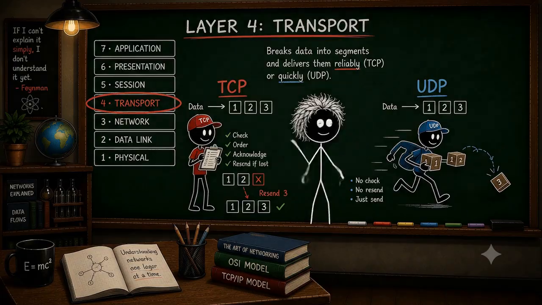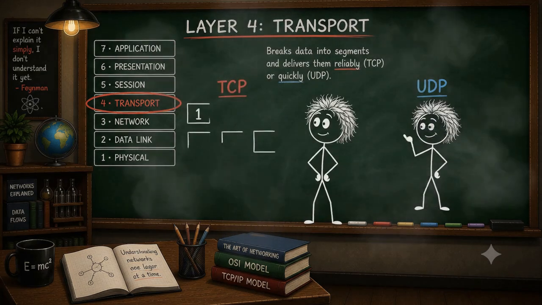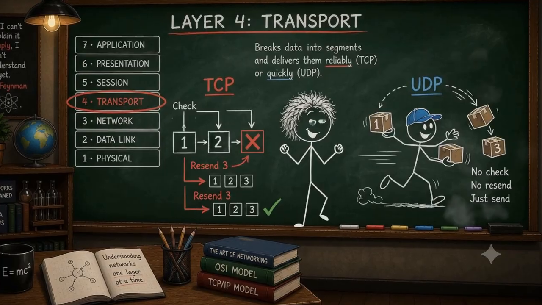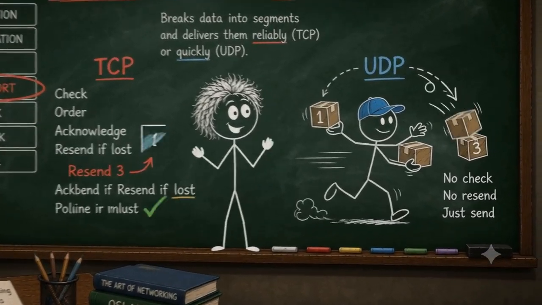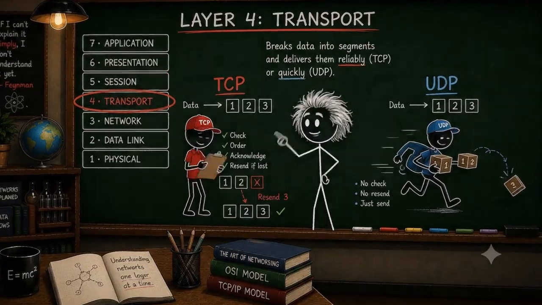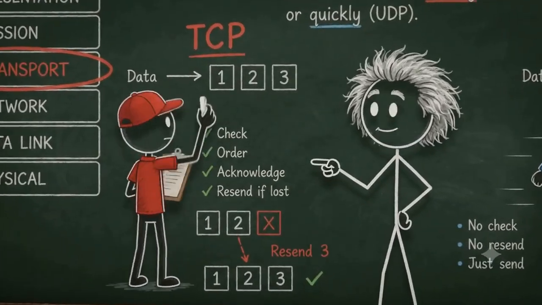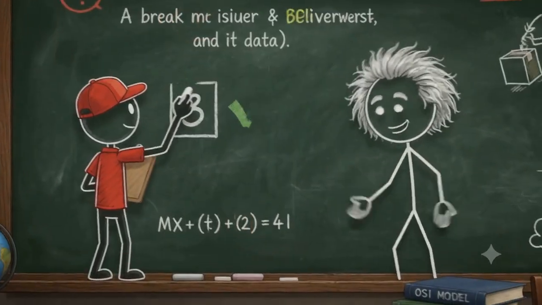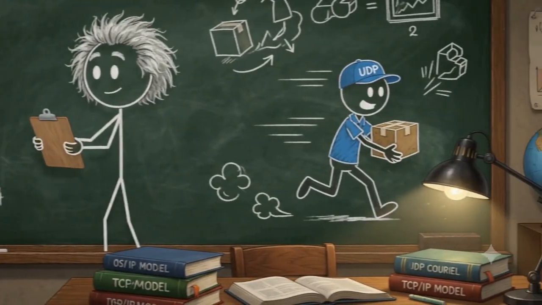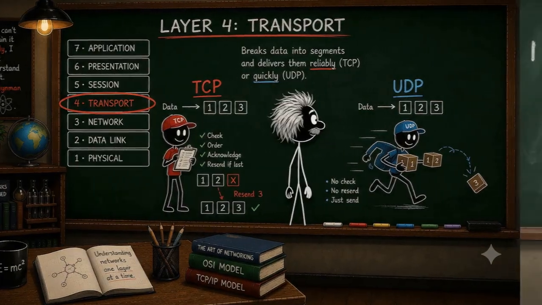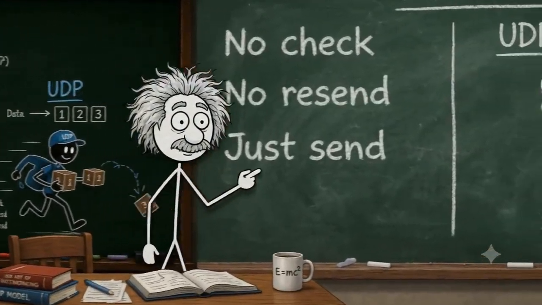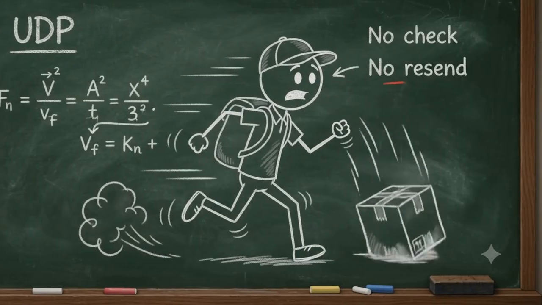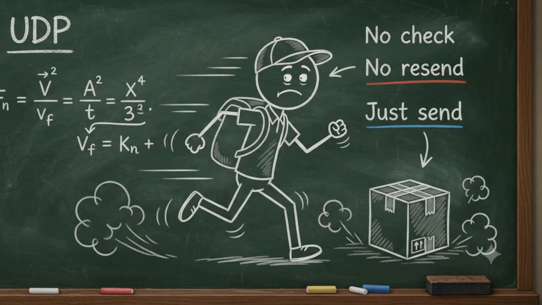Layer 4, the transport layer. Now we start boxing things up. This layer chops your data into numbered pieces and decides how they'll be shipped. And this is where 2 big names live, TCP and UDP. TCP is the careful courier. It tracks every single box and resends anything that gets lost along the way. UDP is the opposite philosophy. Just fling it because speed matters more than perfection. That's your video calls, your online gaming.